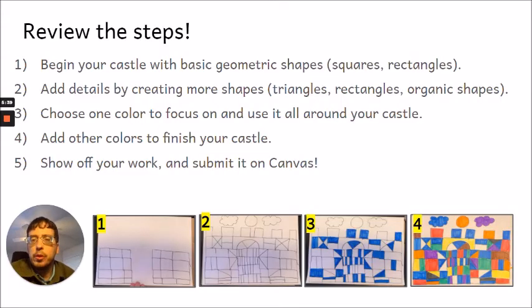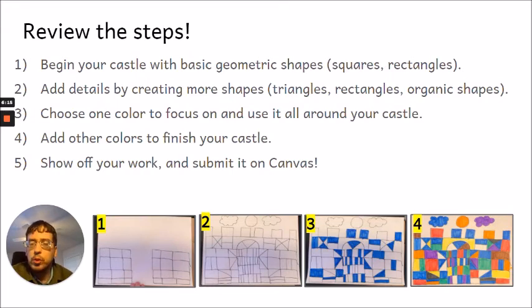All right, let's review those steps. So the first thing you're going to do is begin your castle with just your basic geometric shapes, like maybe squares or rectangles. Remember, I tried to make mine symmetrical, but you don't have to do that if you don't want to. You also don't have to make it as complicated as mine. After you've done your basic castle, then you're going to add details by going in and creating more shapes, like you might split some of those squares into triangles or rectangles. You might add some organic shapes like the clouds.